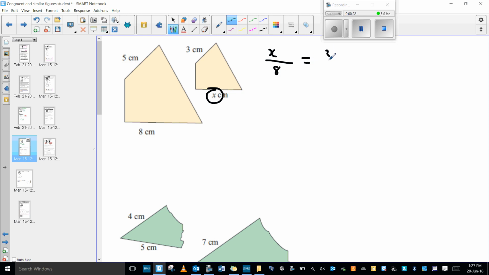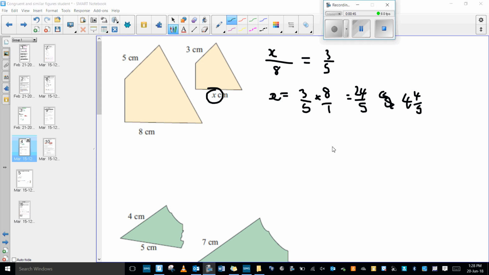And so x equals 3/5 times 8. 5 multiplied by 8, which equals a number. Secretly over 1, which is 24 over 5, which is 4 and 4/5. Yay, we understand. Okay, so next one, x over what?